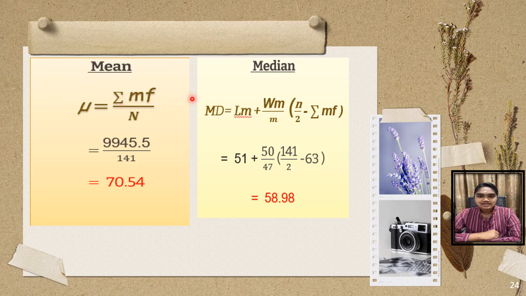As for the median, this is the formula for median. LM stands for lower boundary, W is the width, and N is the number. MF, we all know, is the product of M and F. We substitute all the values and we get 58.98.